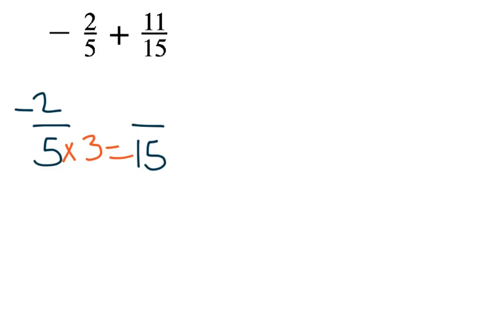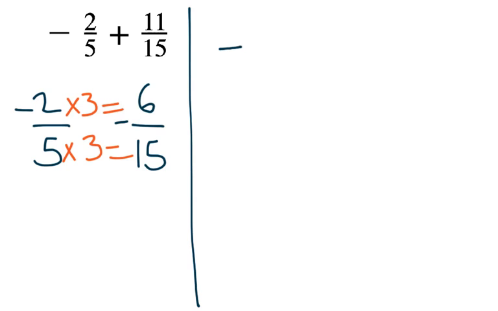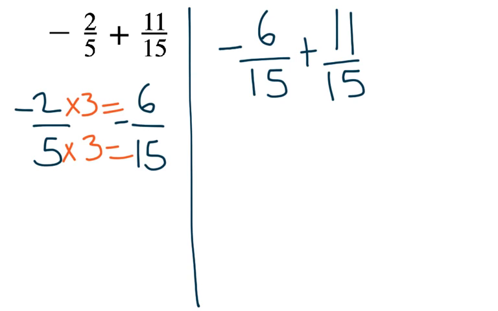If I multiply times 3 on the bottom, I've got to multiply times 3 on the top, and that gives me negative 6/15. So now my new problem is negative 6/15 plus 11/15s, excuse me, not 16ths, 15ths. And so now I've got the same denominator.